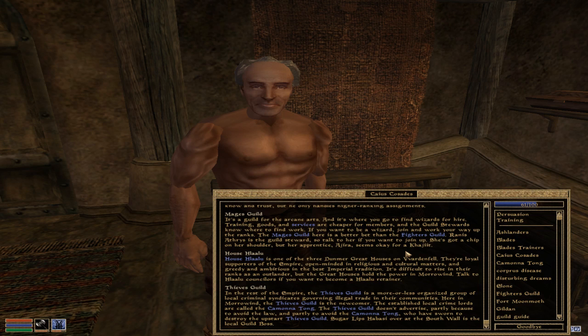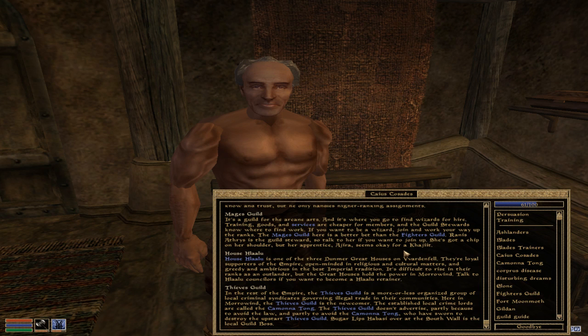In the rest of the Empire, the Thieves Guild is a more or less organized group of local criminal syndicates governing illegal trade in their communities. Here in Morrowind, the Thieves Guild is the newcomer. The established local crime lords are called the Camonna Tong. The Thieves Guild doesn't advertise, partly to avoid the law, and partly to avoid the Camonna Tong, who have sworn to destroy the upstart Thieves Guild. Sugar Lips Habasi over at the South Wall is the local guild boss.